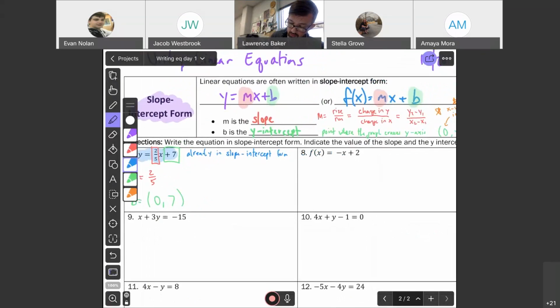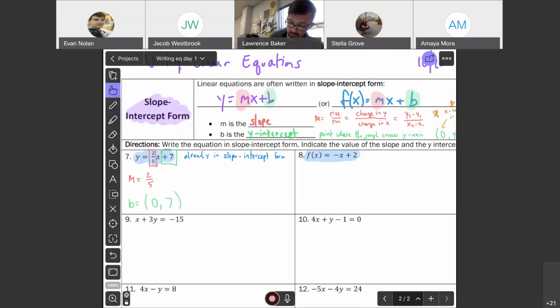Second one's pretty similar, right? It's just in the f of x notation now. F of x equals negative x plus 2. Okay. But in the same way, the f of x is by itself here, right? All the other stuff is on the right side. So f of x is isolated, so this means this is in slope-intercept form already.